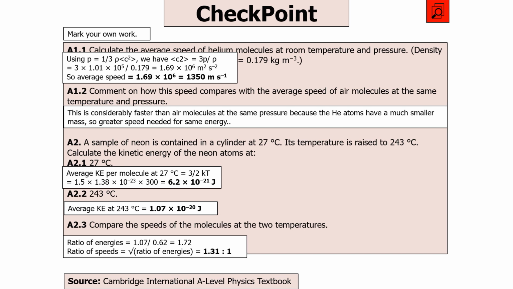Now the ratio of speeds is going to be 1.07 over 0.62 by looking at the two values given before, so therefore the ratio of energies is 1.72. We know that speed links into energy by a square root because it's a half mv squared, so therefore it's going to be 1.31 to 1.